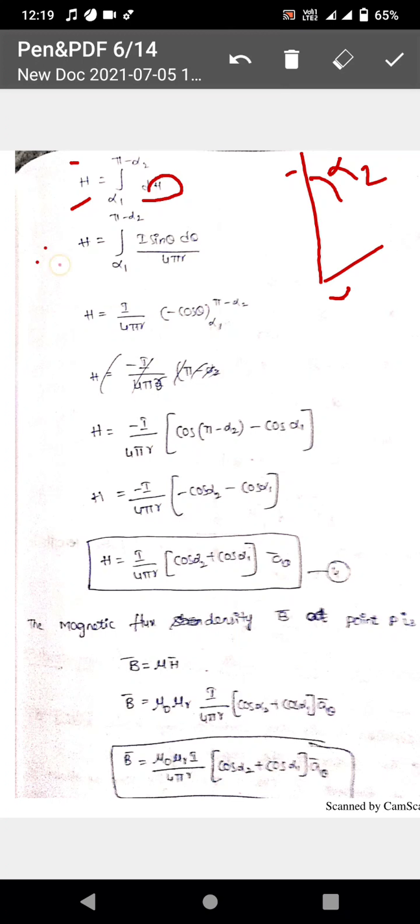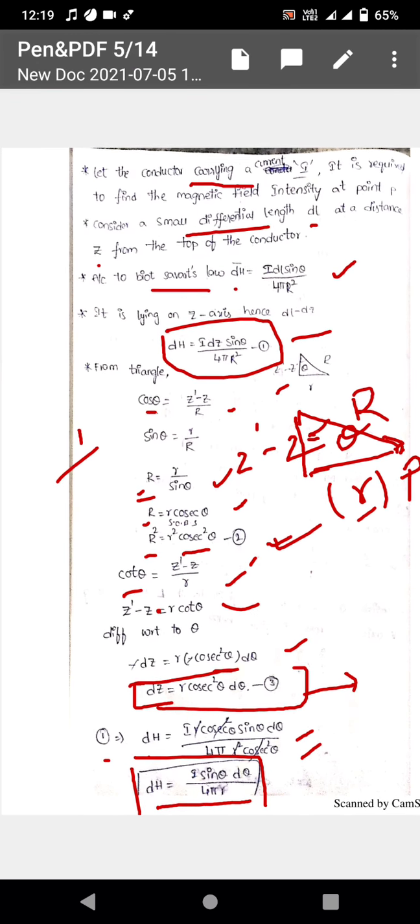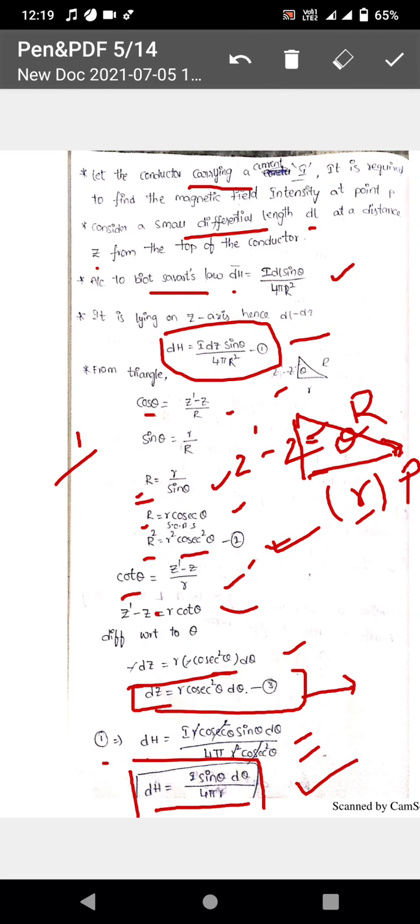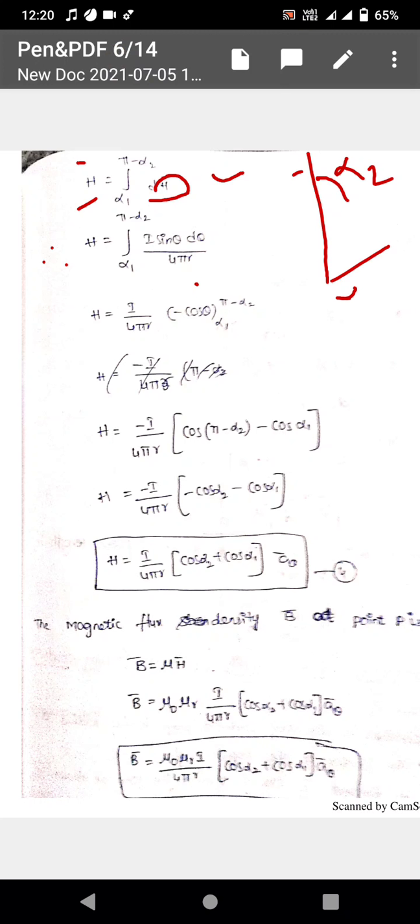Therefore H bar equals the integral from alpha 1 to pi minus alpha 2 of dh, which we obtained previously, that is I sin theta d theta by 4 pi r. In place of dh we substitute what we derived previously, I sin theta d theta by 4 pi r. Now if we take the 4 pi r outside and integrate sin theta d theta, then H equals I by 4 pi r times the integral of sin theta, which is minus cos theta.